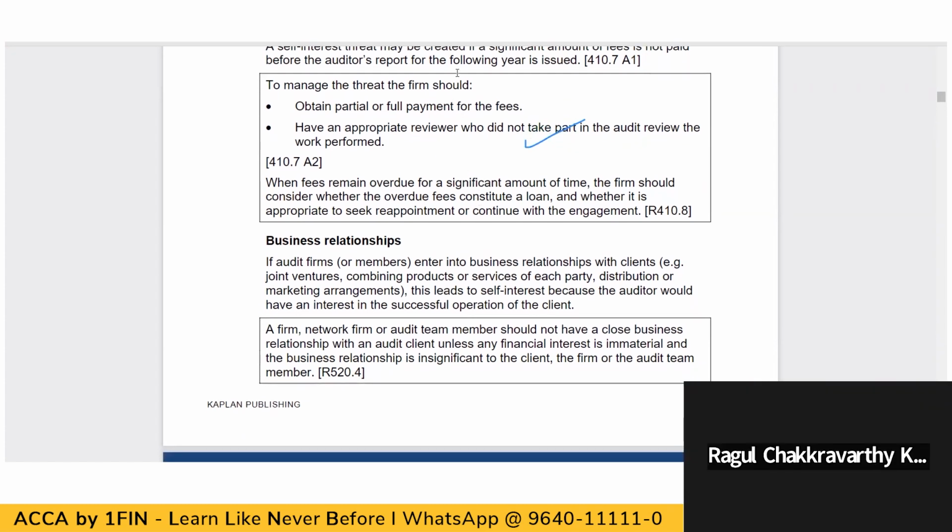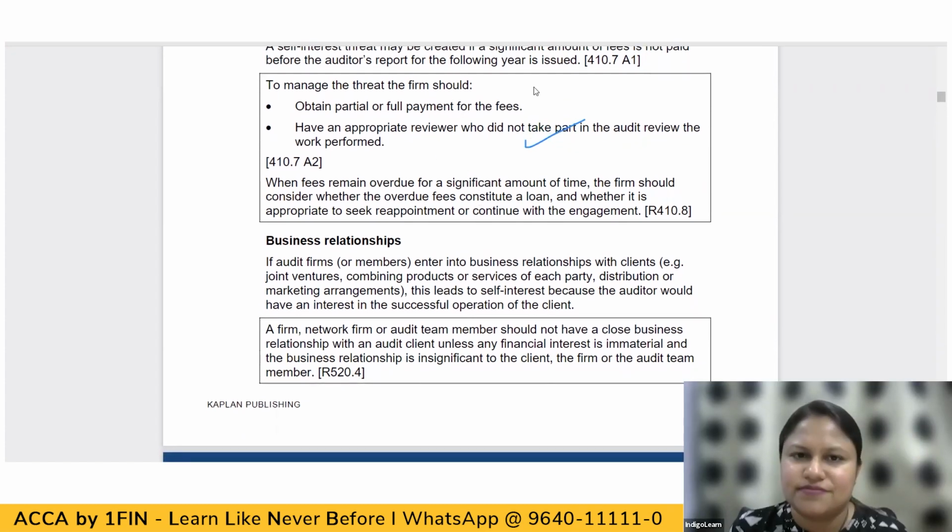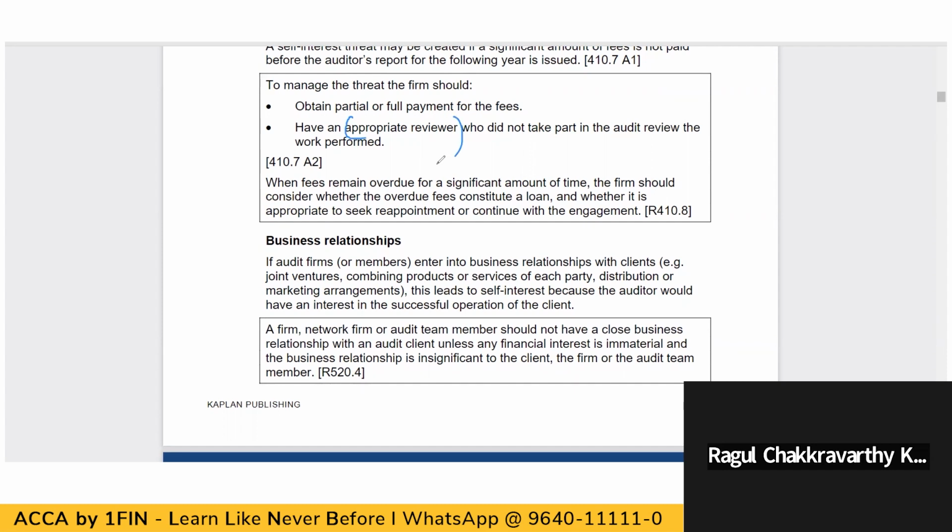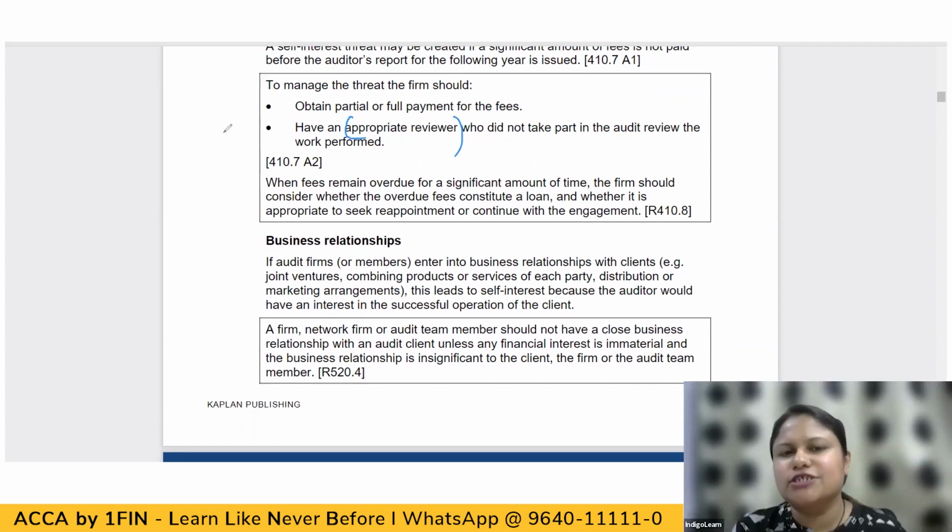And obviously the next safeguard, common for everything, is what? Appoint an appropriate reviewer. Yes, this is a common point for everything. You're going to write this in every answer on safeguards: have an appropriate reviewer who did not take part in the audit to review the work.